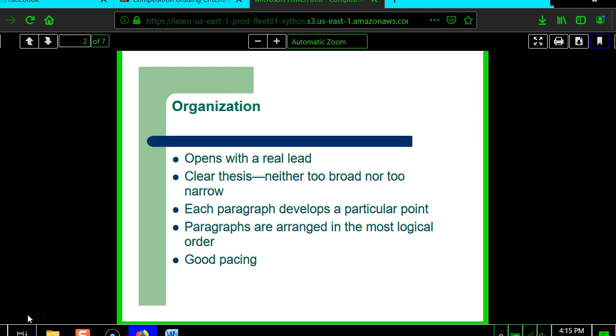Part of organization deals with the thesis statement. Is it present? Is it too narrow, too broad? Does it adequately address the paper's topic? In a narrative, memoir, or a literacy narrative, this actually will come in the conclusion, and that thesis will deliver the significance of the event to you personally.